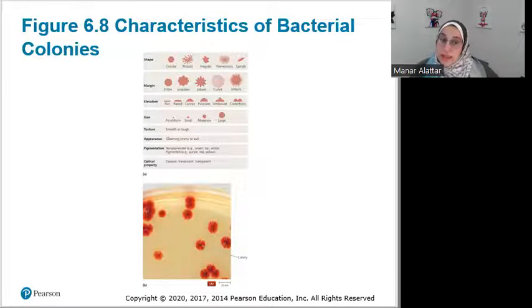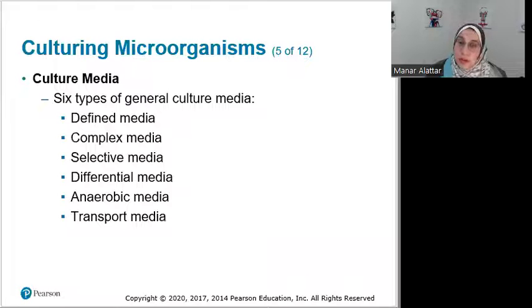But we tend to need to get other information as well. And so let's talk a little bit about the different types of media that we might use either to grow, identify, or manipulate a microorganism. Okay, so we have these 6 types of media: defined media, complex media, selective media, differential media, anaerobic media, and transport media. And some of these overlap.